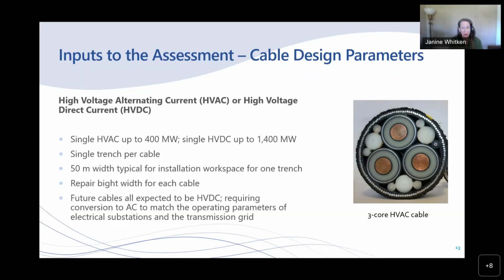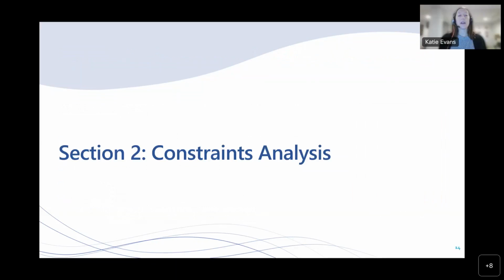So with that, I'm going to turn it over to Katie Evans from WSP, who will describe the process we went through to do that constraints analysis. Right. Thanks, Janine. Good afternoon, everyone. As Janine said, I'm Katie Evans. I'm the Deputy Project Manager for this effort and also lead the onshore analysis. So we'll use this as a segue into our overview of the constraints analysis to really set the foundation for the remainder of the discussions today. Next slide, please.